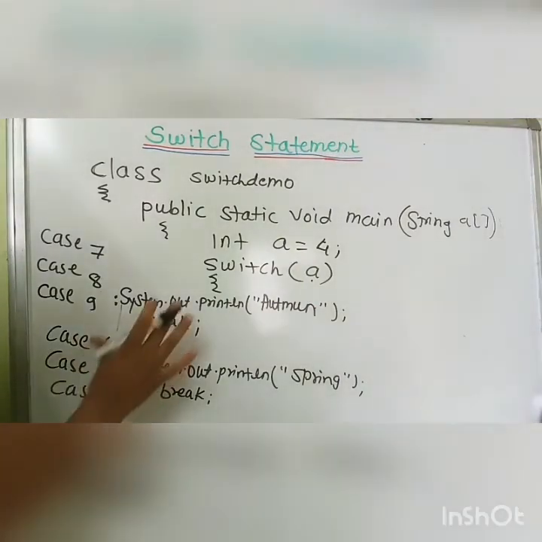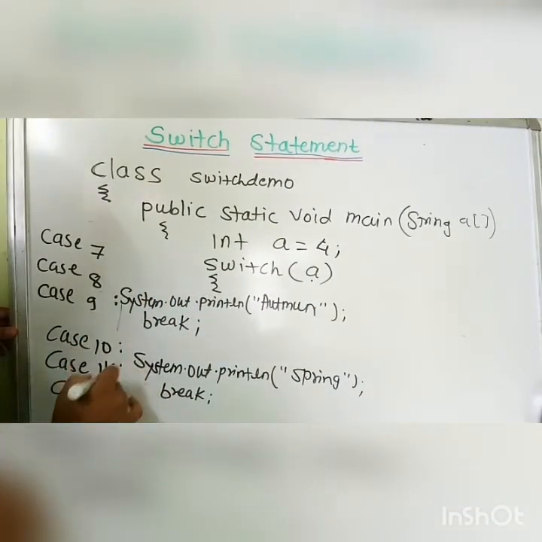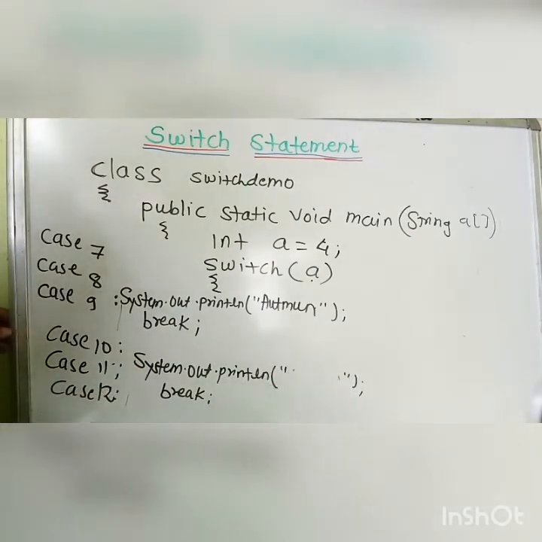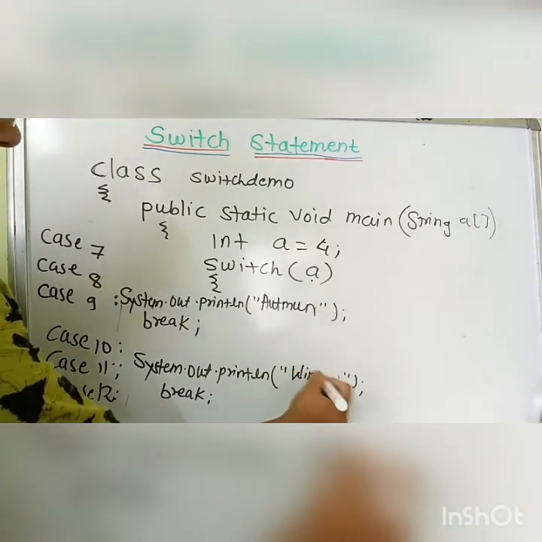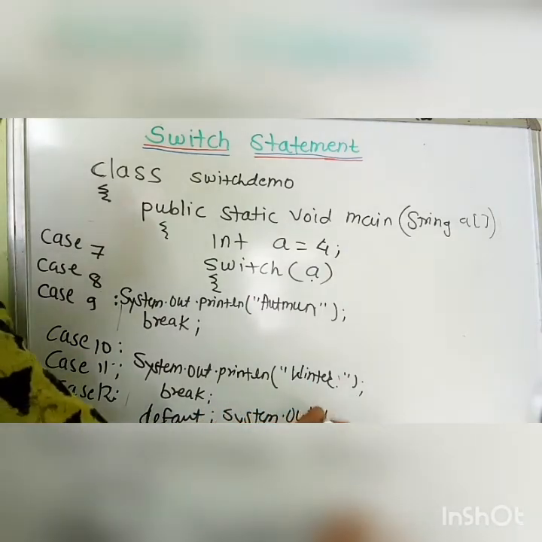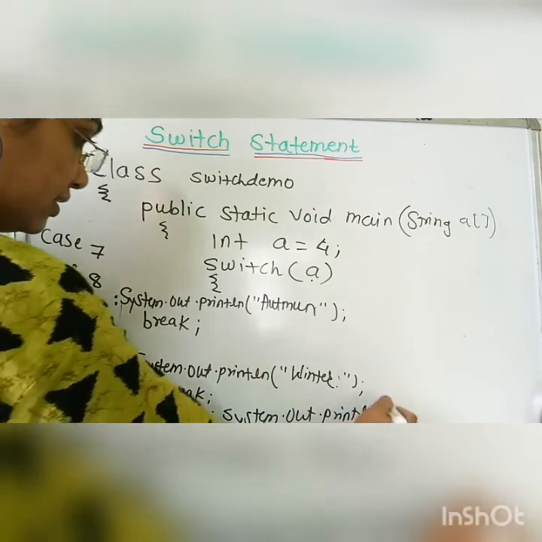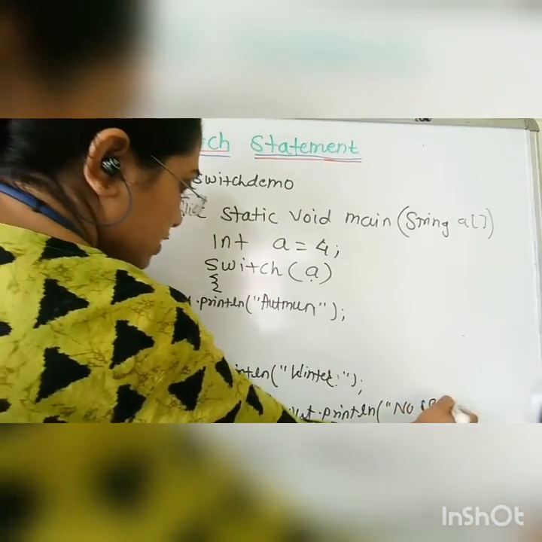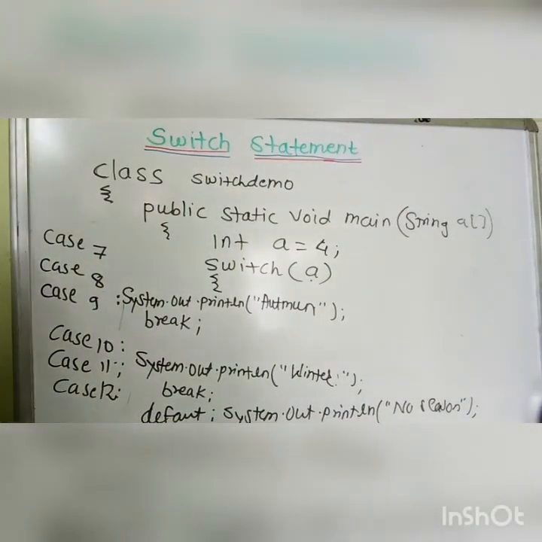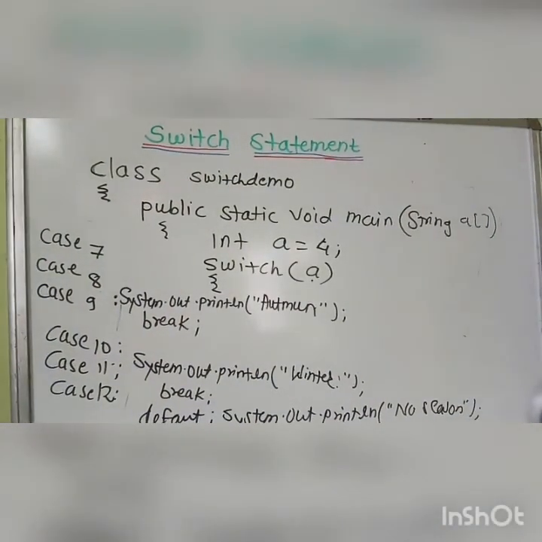Then for the remaining months 10, 11 and 12, we will print the message winter. At the last we will write the default case, System.out.println, no season, and at last we complete the switch, the main section and the class body.